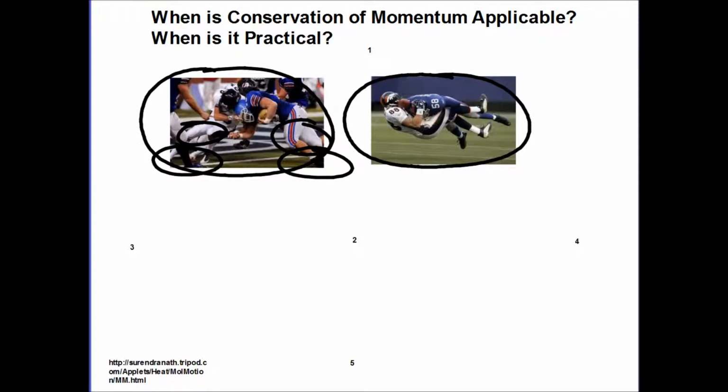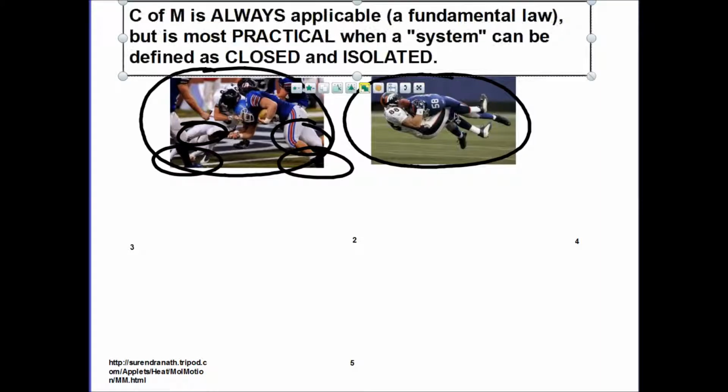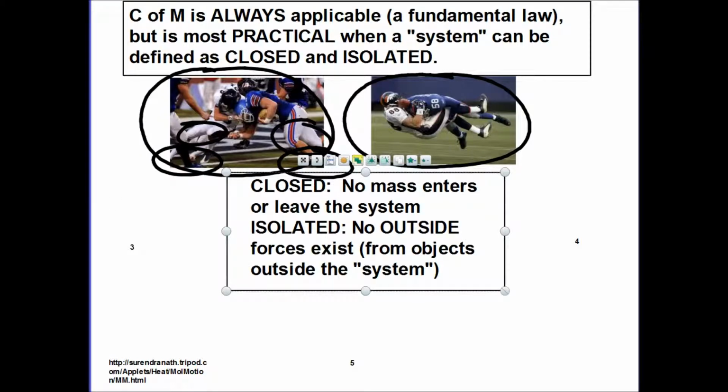Whether or not we use it depends on whether or not we can isolate the system. So let's first just state this up here. Conservation of momentum is always applicable. We can always use it, but it's not always practical. We have to have a system that can be defined as closed and isolated. Now, closed means that there's no mass that enters or leaves the system. We have to have a system of objects that keep the same amount of mass. So we can't have mass leave or enter.